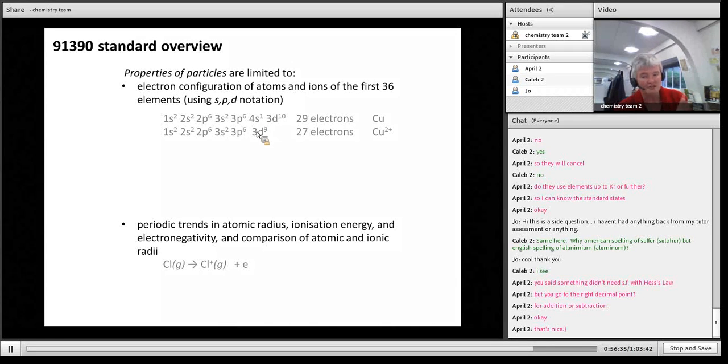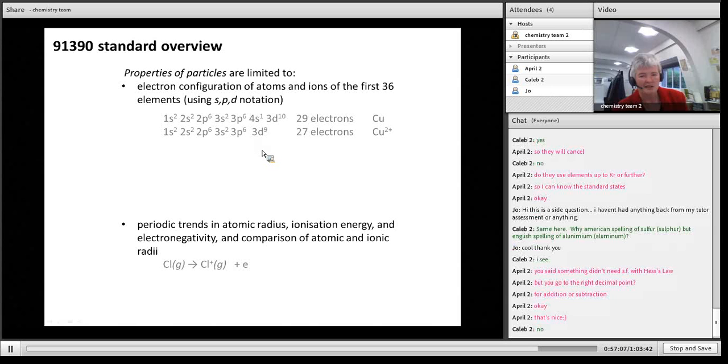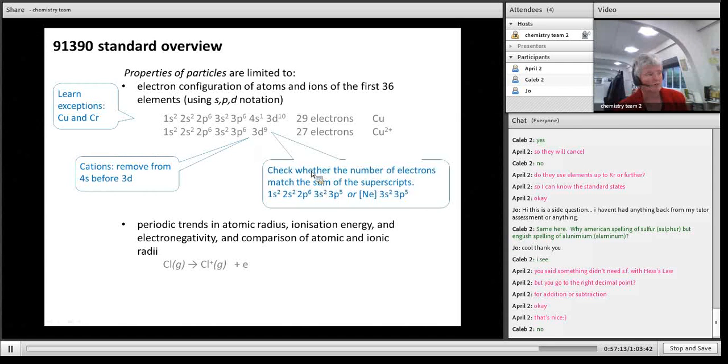Okay, so that's just 2 little tricks that often muddle up people: learn those 2 exceptions of copper and chromium, and remember you take from the outermost first. So when we get to sulfur and chlorine, that's easy because you're now on the next energy level of 4p, but when you're in the transition metals, you've got to remove from 4s before 3d. Any questions on that? No. Okay. So basically the exceptions and the cations, you remove 4s before 3d.